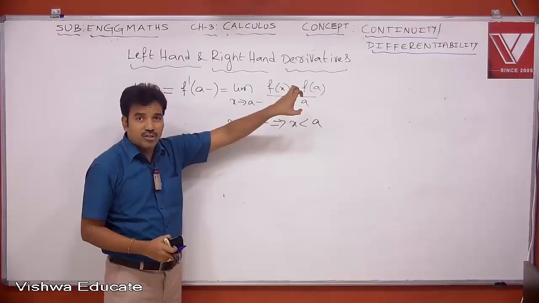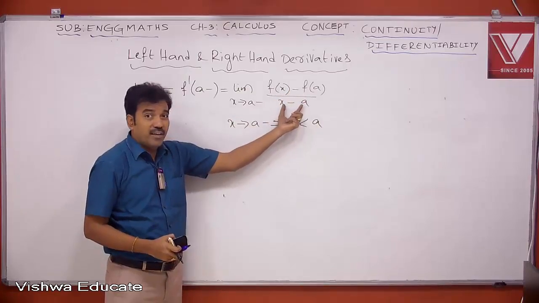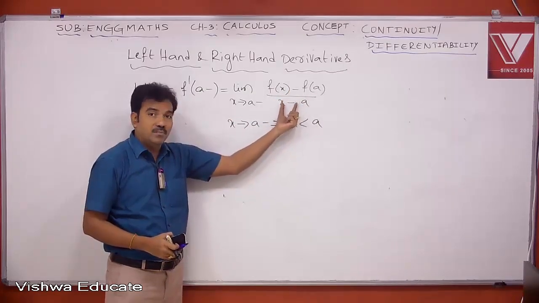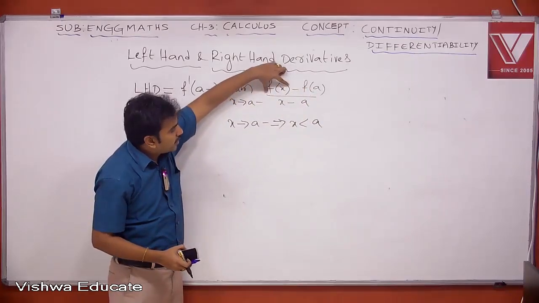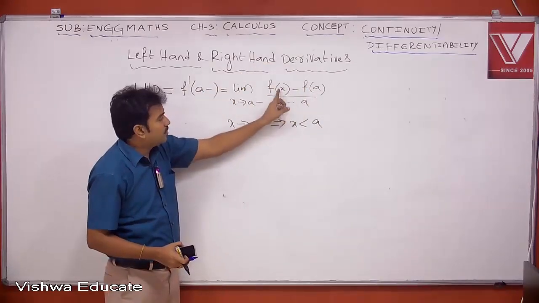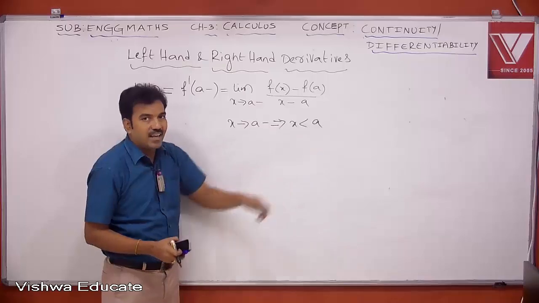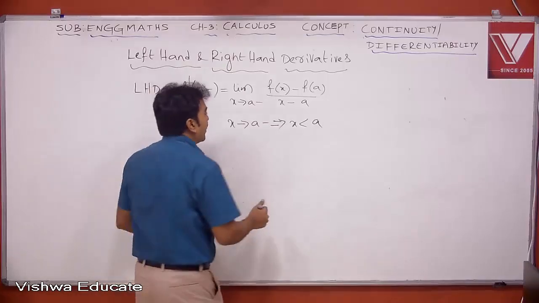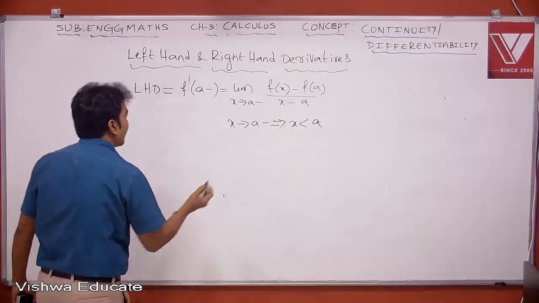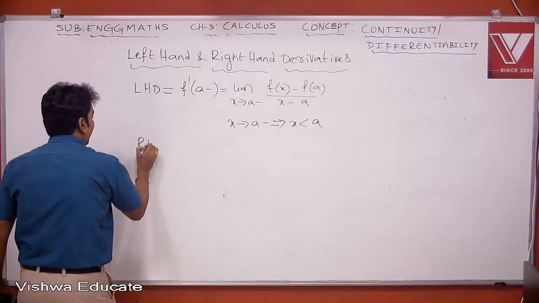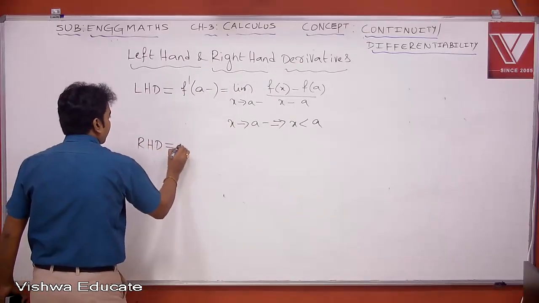Already f of a is some constant expression. You need not simplify x minus a. It is already in simplified form. The only thing you need to worry about is f of x. So simplify f of x when x is less than a. Once f of x is simplified, replace x by the number a. Just like LHL value. Next one is RHD, right hand derivative.